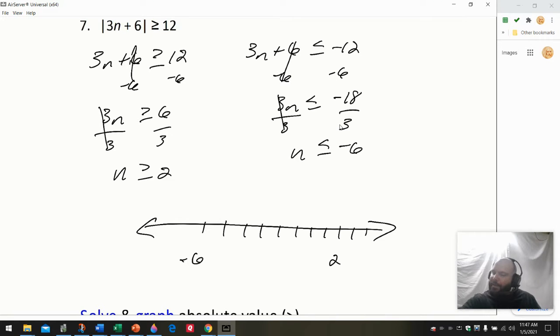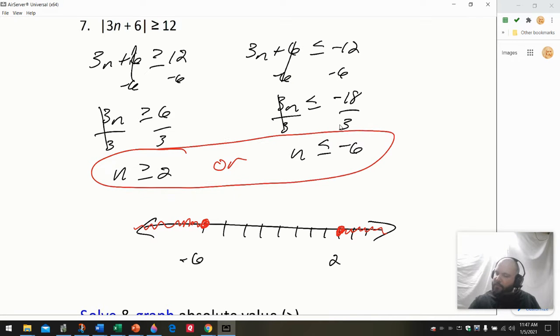So it says n is greater than or equal to 2. So that would be a solid dot on 2 and shaded to the right. And then the other one says n is less than or equal to -6, which would be a solid dot on -6 and shaded to the left for less than. And so again, this graph on the outside, that's an OR graph. So you would simply just leave it like this, OR.